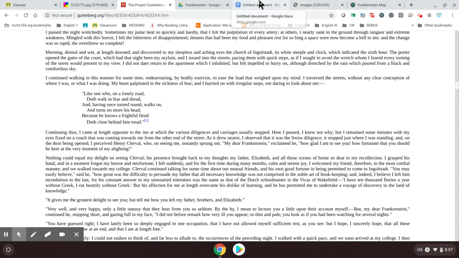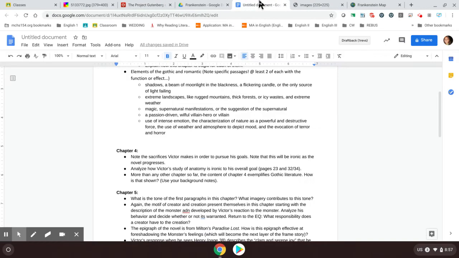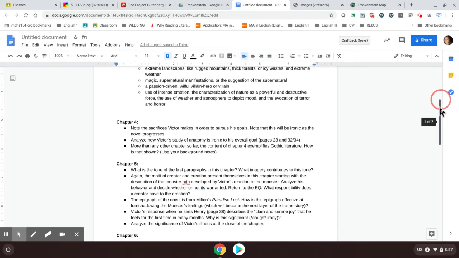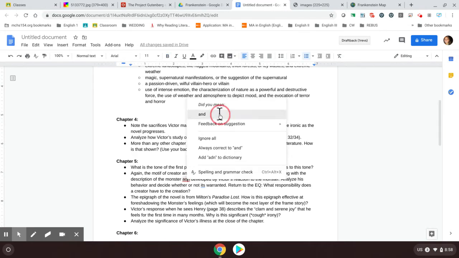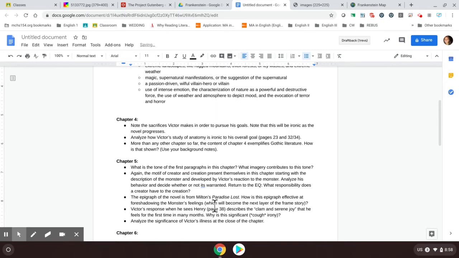So the creation of the monster may be a little bit anticlimactic because it didn't go into a lot except for the fact that he's terrified of his monster, but some things to pay attention to for chapter 5. Like we said, the tone of the first paragraphs in this chapter, the motif, really important, of creator and creation.